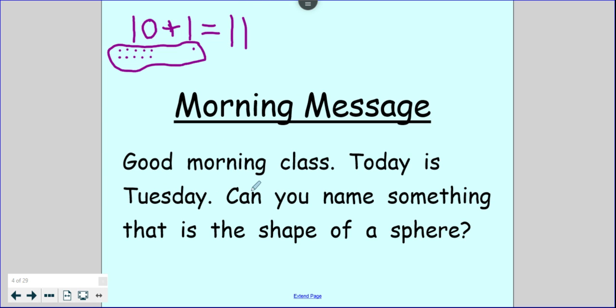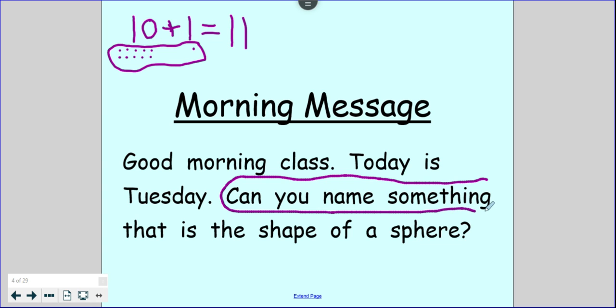Let's try this one. 1, 2, 3, 4, 5, 6, 7, 8, 9, 10, 11 words. Oh my goodness, we found it. Can you name something that is the shape of a sphere? All right, let's circle that sentence. What do you notice about this sentence? What do you notice about the line that it's on? Is it on one line or two lines? You're right. It's so long that it's on two different lines.